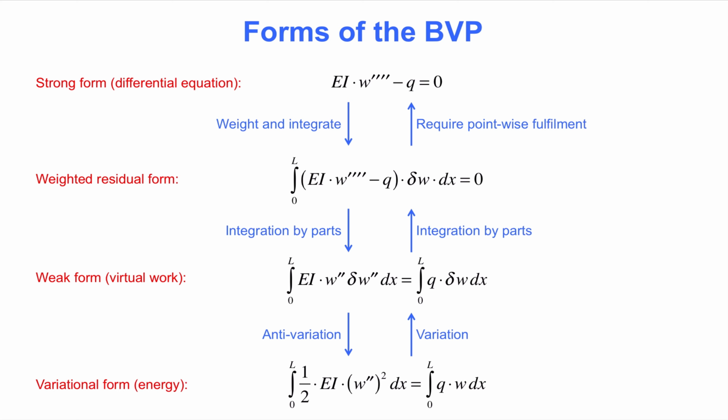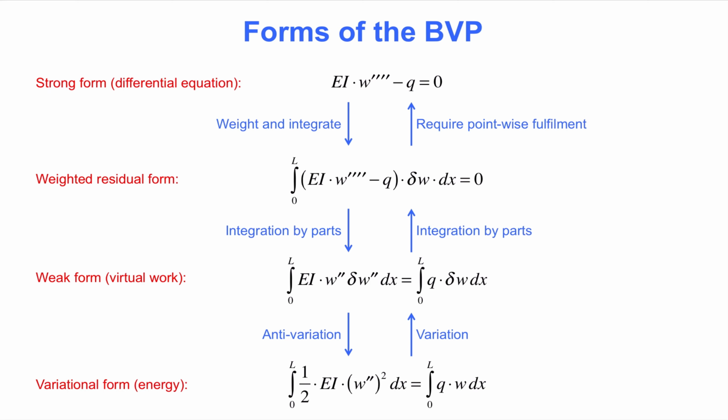Next, we carry out integration by parts in order to have the same order of derivative on the displacement, W, and the symbol delta W, which can now be interpreted as a virtual displacement. The result is an expression of the principle of virtual displacements and is called the weak form of the boundary value problem. This form can also be obtained by starting with the principle of virtual displacements, which represents equilibrium in an integrated average sense, and substituting material law and kinematic compatibility.